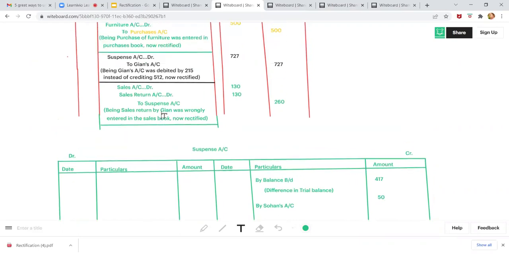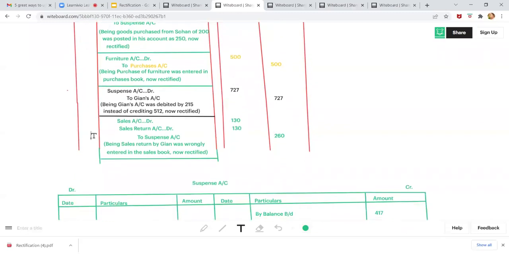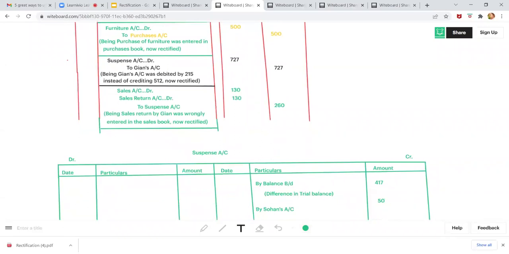Now we have furniture account debit to purchases account. So this is a two-sided error. Here we need not mention it in the suspense account, as we haven't created any suspense account for this particular error.